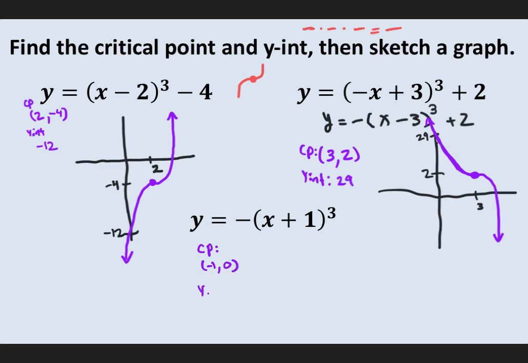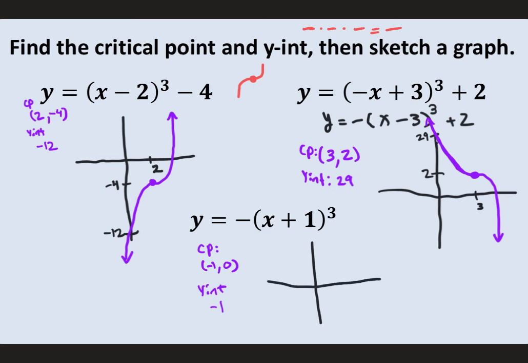Our y-intercept, we can calculate that real quick. We would plug in 0 plus 1 is 1. 1 cubed is 1, make it negative. So our y-intercept is going to be negative 1. We'll go ahead and we'll draw our graph.